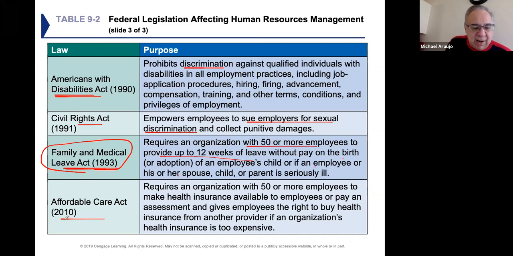Of course, the Affordable Care Act, basically known as Obamacare in our society, again, only really applied to organizations with 50 or more employees who have health insurance programs, but they have to allow employees the right to buy the insurance from anybody, any provider, particularly if the organization's insurance is too expensive for the employee to contribute. So that was part of the law that affects HR. So very, very important there.